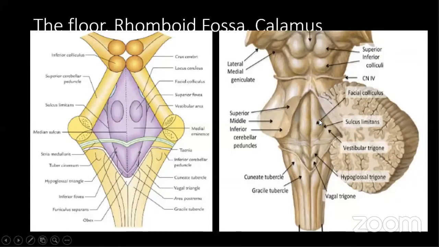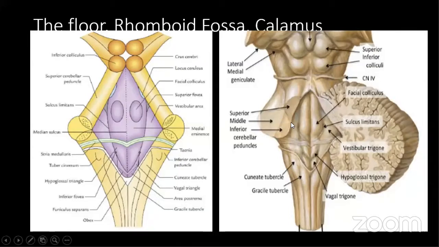Lateral to the median sulcus we have the sulcus limitans, and between these two sulci we can appreciate this eminence, this elevation on either side, known as the medial eminence. The significance of this medial eminence is that it demarcates the position where the facial colliculus lies. So what is the facial colliculus? The facial colliculus is actually the motor nerve fibers of the seventh nerve that are winding around the abducens nerve.